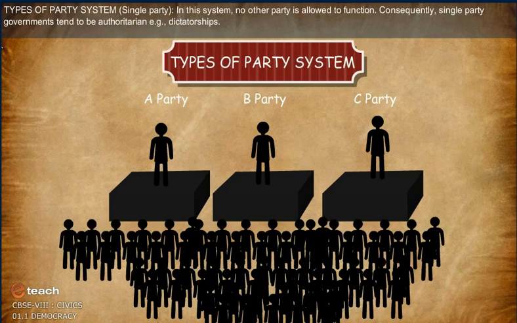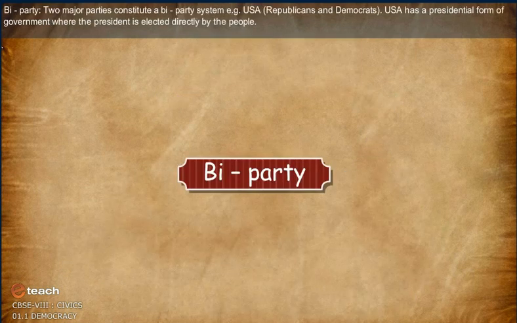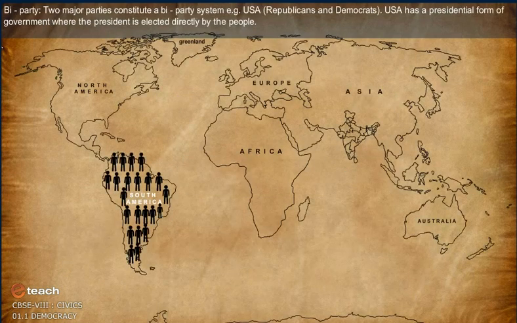Types of party system. Single party. In this system, no other party is allowed to function. Consequently, single party governments tend to be authoritarian, for example, dictatorships. Bi-party. Two major parties constitute a bi-party system, for example, USA, Republicans and Democrats. USA has a presidential form of government where the president is elected directly by the people.